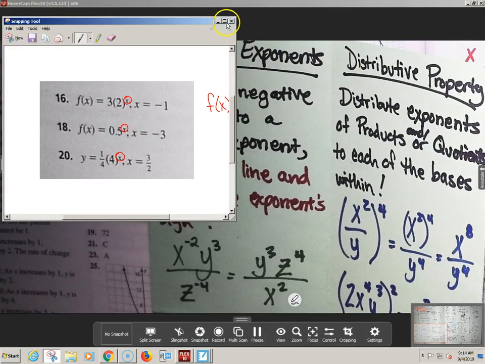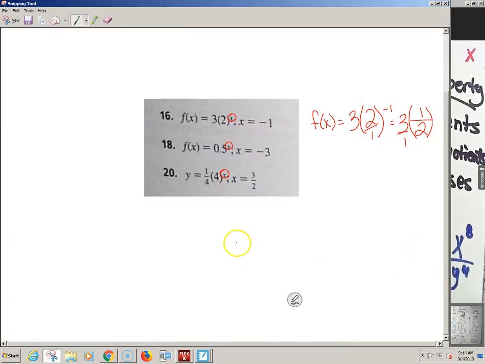Let me try to make this a little bit bigger. Nope. That's fine. Won't let me go any further, so that's all right. We'll just say 3 over 2. Okay, number 18.